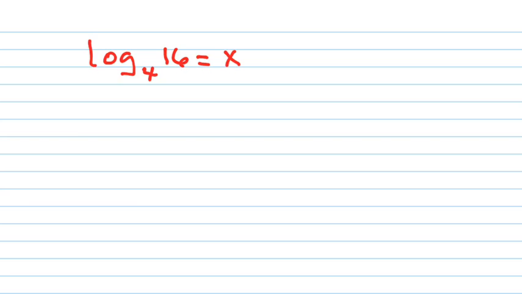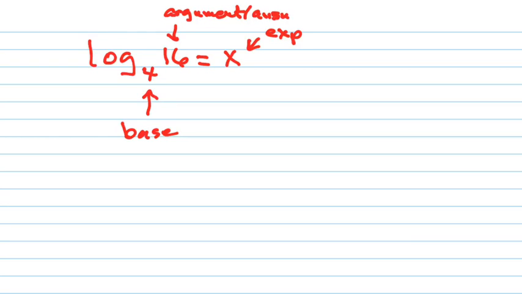Now remember what each piece of that means. The 4 is the base. X means what exponent would you put on that base? And this is called the argument, or the answer, the thing that you would get. So think about what exponent would you put on a 4 to turn it into a 16, is what they're asking.